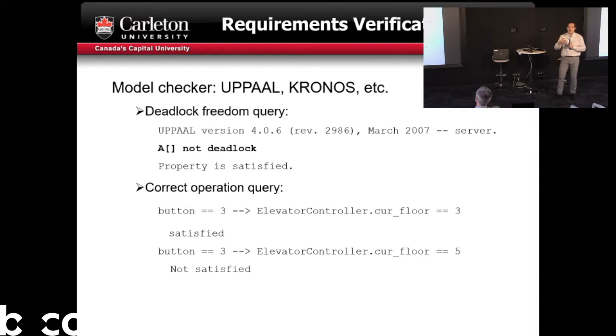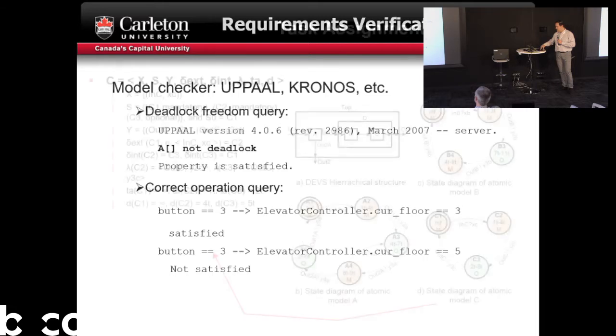DEVS is modular, hierarchical. You can extract a part of it, send that to a timed automata transformation and UPPAAL, and test that component exhaustively, and prove properties like deadlock freedom and correct operation, logical correctness, etc. That's one of the things that we do from the verification of model properties point of view.